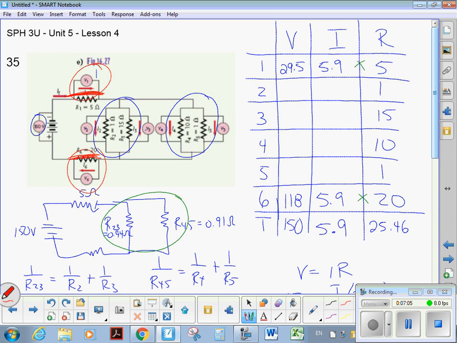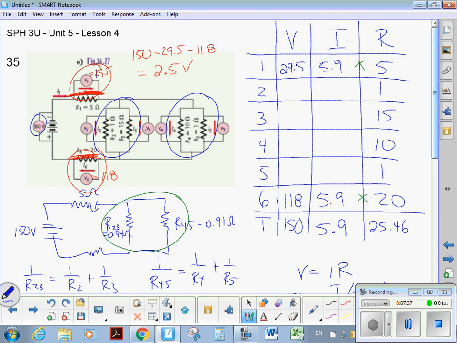So we know our voltage here was 29.5. Our voltage here is 118. So what's left? Well, I started with 150. I used up 29.5. I used up 118. An electron can see the whole circuit. They know how much they're going to need. So what is left here? So 150 minus the 29.5 minus the 118. I have 2.5 volts remaining.